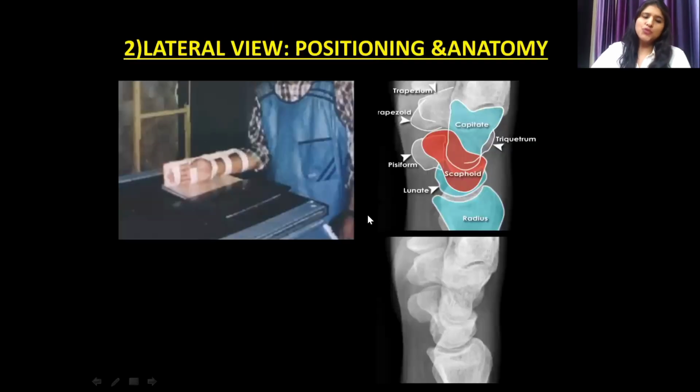Coming on to the lateral view, in the lateral view, the patient's forearm is in a semi-pronated position lying perpendicular to the plate. And the lateral view is basically used to assess the alignment of the third metacarpal, the capitate, the lunate, and the radius. In a true lateral projection, the third metacarpal, the dorsal surface of the capitate, the lunate, and the distal end of the radius are all along the same line.